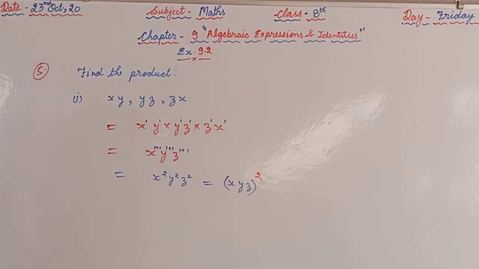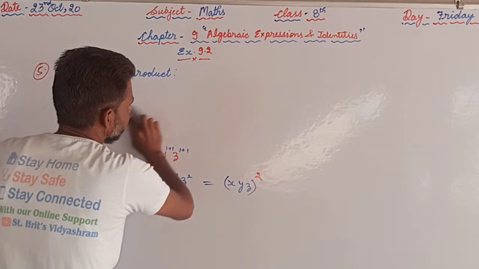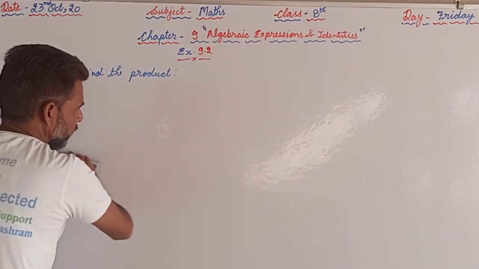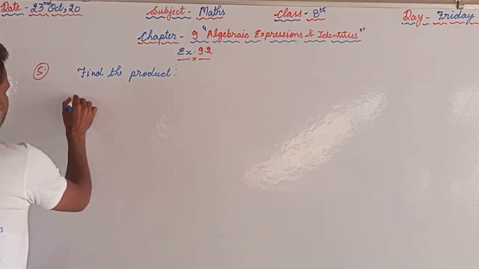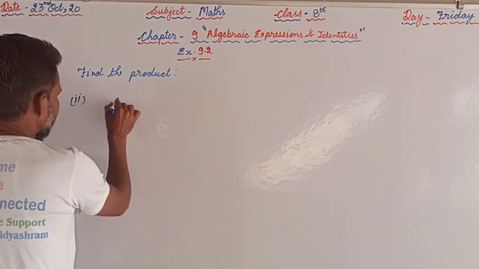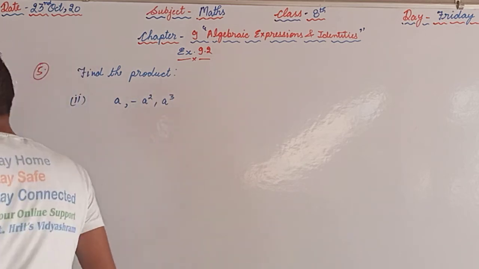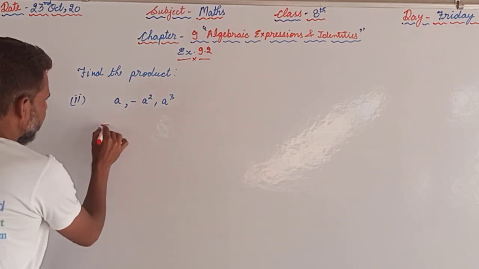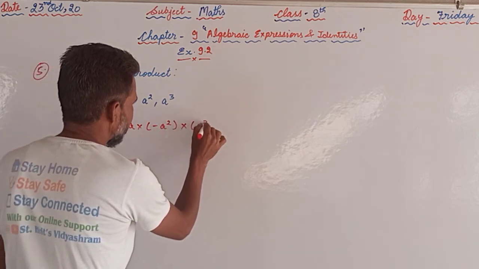So 5 parts are there, so you are supposed to multiply. We can take one more part because in the second part the signs are different. In the second part the question is: a into minus a square into a cube. We are supposed to find the product, so we will write a into minus a square into a cube.